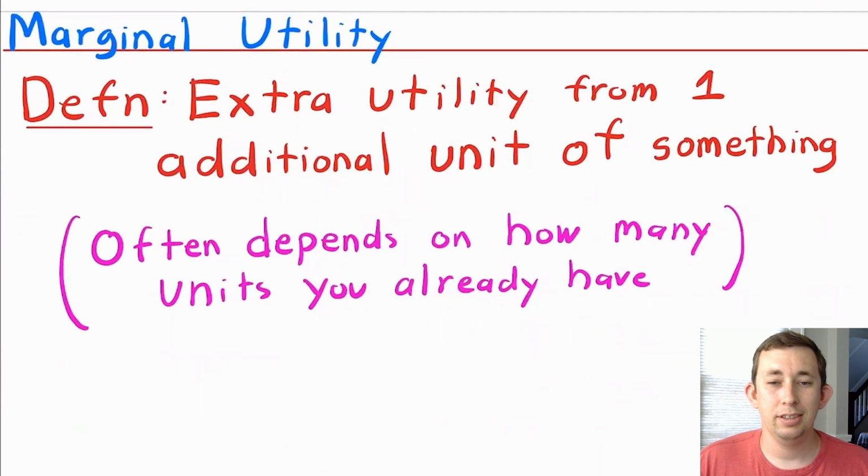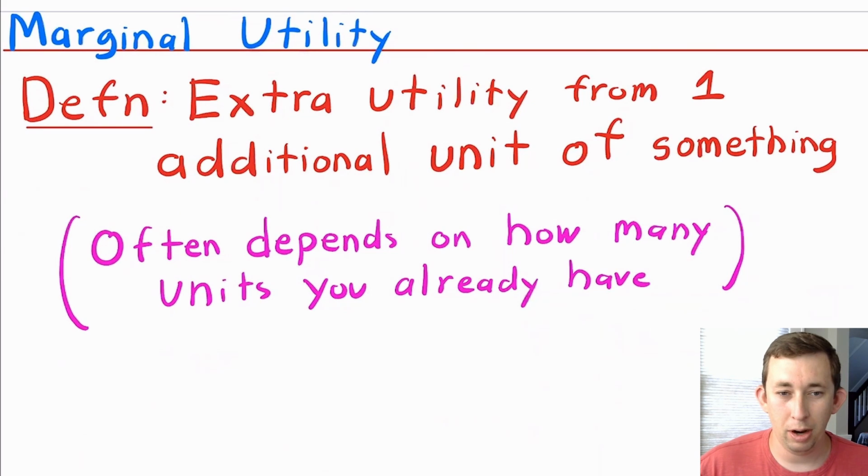Now, marginal utility is the extra utility that I get from consuming one more additional unit of something. So it's the extra utility I get from consuming one more of a certain item. Now, marginal utility does not have to be constant over time. It often is not constant over time. We often say that we have diminishing marginal utility, but what in the world does it mean to say we have diminishing marginal utility?